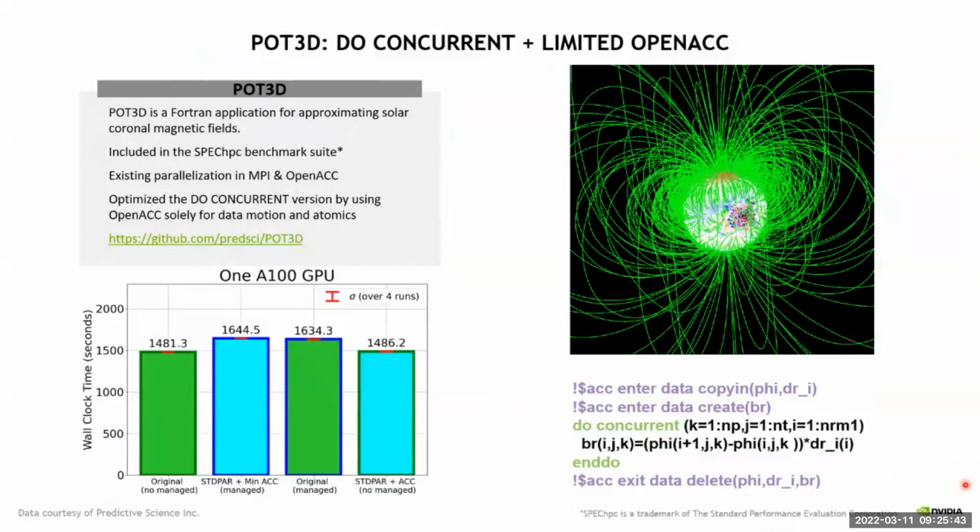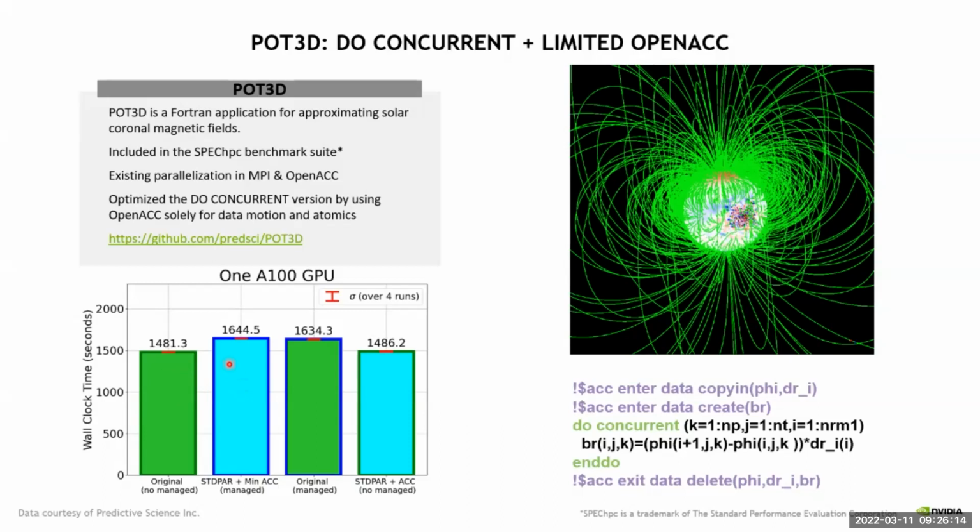And one more Fortran code is pot3d. And what's interesting about pot3d is it actually highlights what I was saying about being able to mix the different paradigms together. And so they had an OpenACC version of the code, and they decided to see what would happen if we took out all of the OpenACC and only used do concurrent. And they actually found that they got a reasonably good performance doing that, but it wasn't quite as good as the original OpenACC. They had about a 10% performance loss.